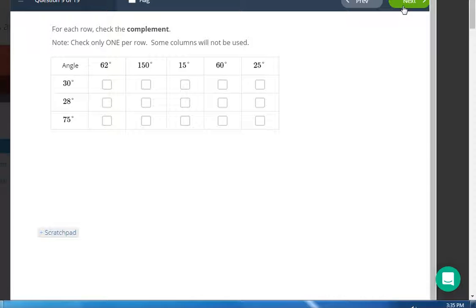It wants to know what is the complement. So the complement now is going to add up to 90 degrees. So 30 plus what is going to get me 90? Well, 30 plus 60 is 90. Okay. We are going to have to figure out what 28 plus what is going to be 90. Well, we know it's never going to be 150, right? So we're going to say 62, and we would say 70. We're going to do 90 minus 75 gets us our 15.